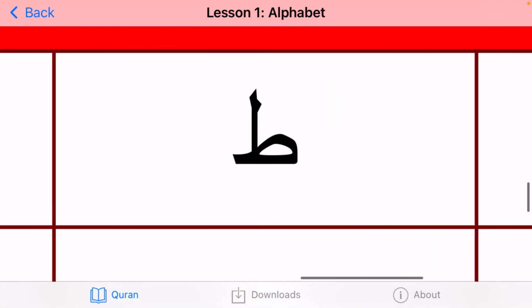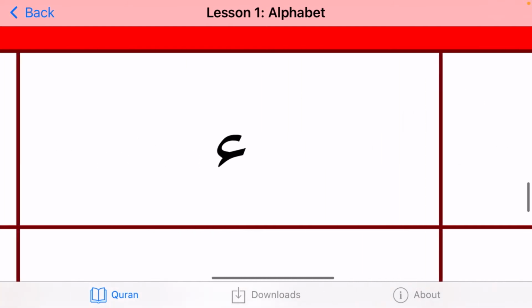The next letter, this is ta. Again, ta and va look very similar. Ta has no dots and va has a dot above. Let's keep that in mind. Let's move to the next letter.